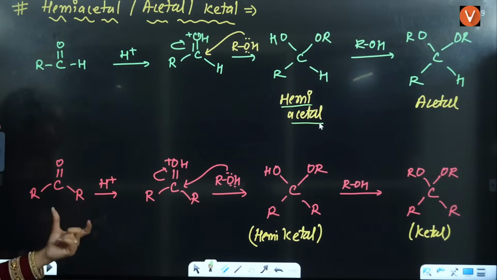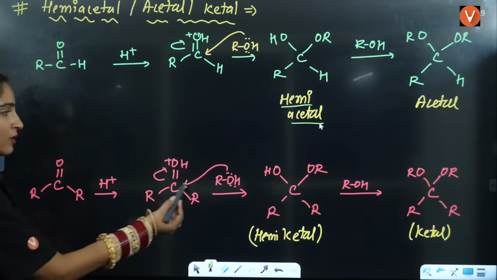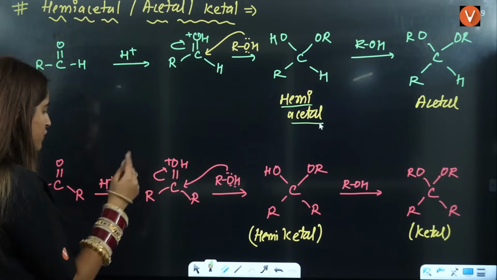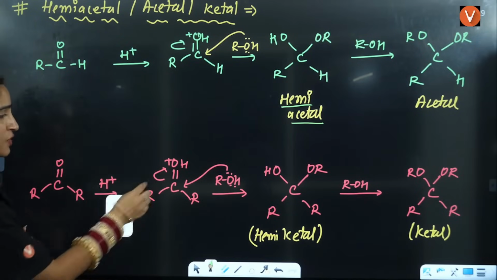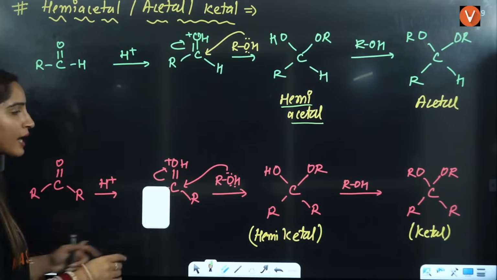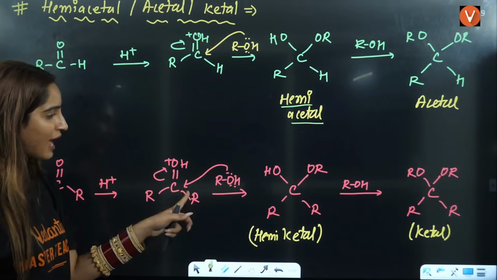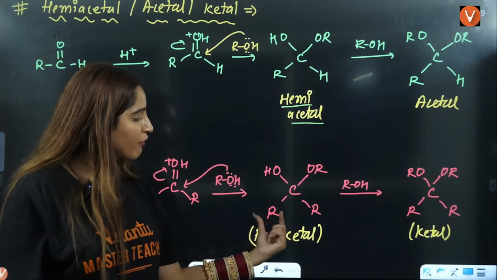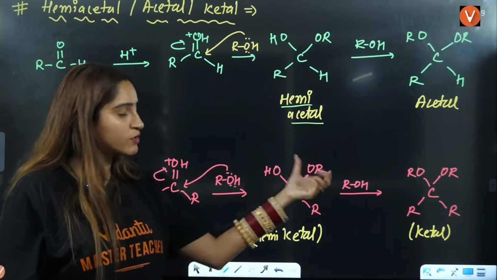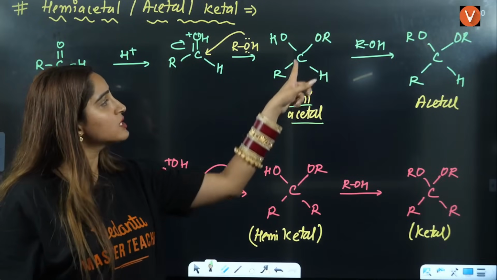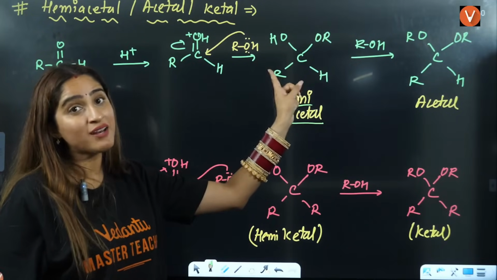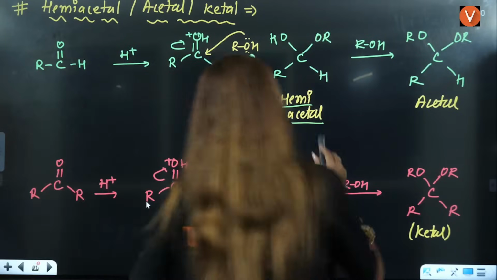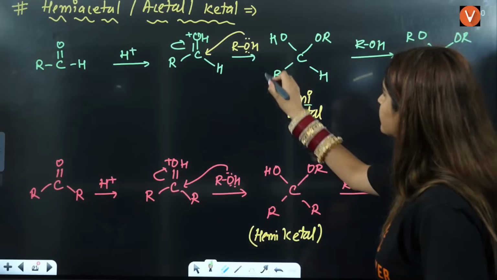But if you have a ketone and do the same thing, because this is a ketonic group, H positive will be attached here. You give it H positive, electrons will jump here. Then again one OR group will attach here. Now hemiketal is when to this carbon you have two R groups, one OH and one OR. Hemiacetal is when you have one hydrogen, one R group, one OH and one OR. That is the difference between hemiacetal and hemiketal.